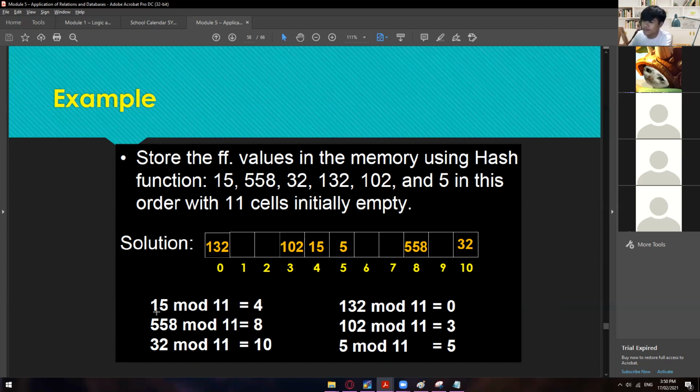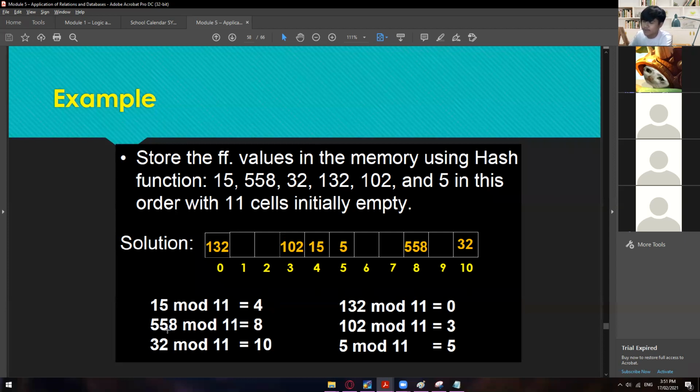So we have here 15 mod 11. Your 15 here is your data, and your 11 here is the count of your cells, right? So 15 mod 11 is equal to 4. So just look for that cell 4: 0, 1, 2, 3, 4. Just put there your data number 15.